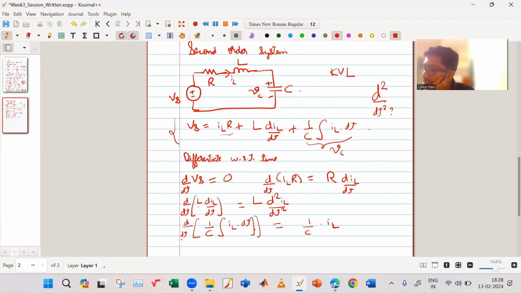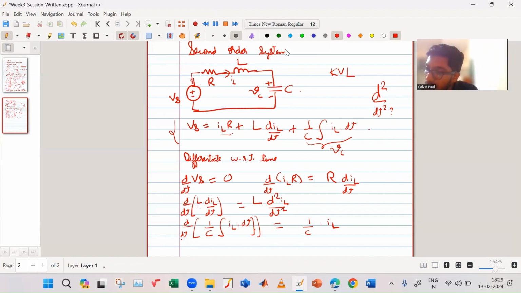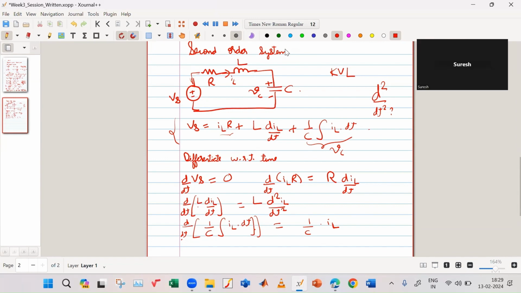Okay, suppose this was open. Assume there's a switch. Yeah, I understand that point. So if I just close it, immediately my current will not go to 0. This will not get charged. There will be some dynamics.